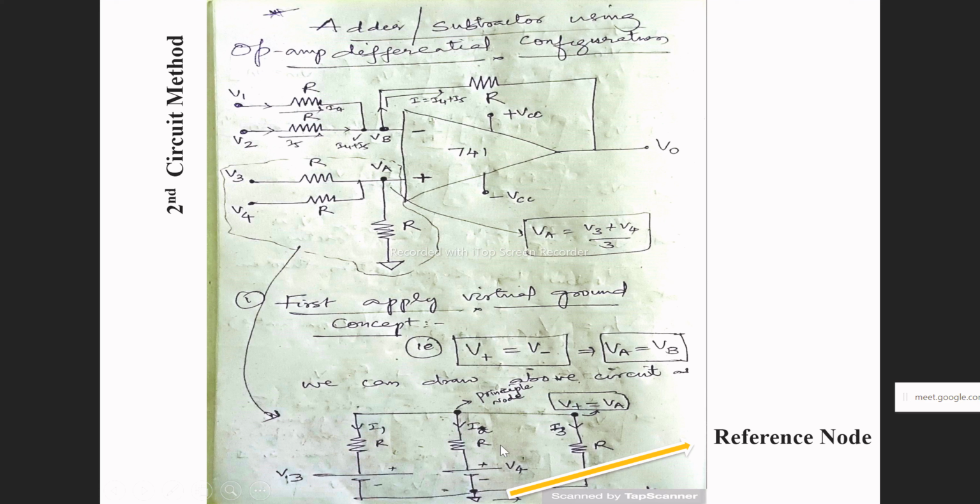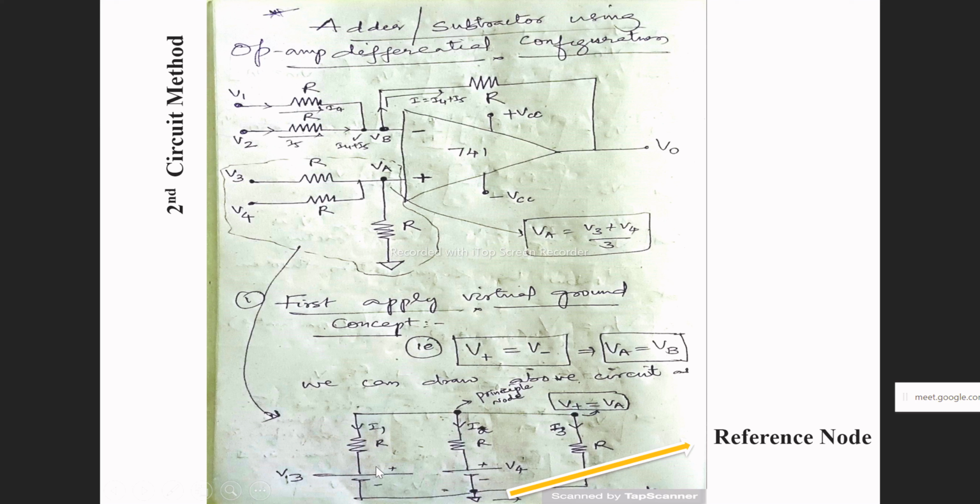Now I'll apply nodal analysis. I1 is equal to VA minus V3 upon R. In the same way, I2 is VA minus V4 upon R, and I3 equals VA minus 0 upon R, since there is no voltage source and it is directly connected to ground. So VA minus V3 upon R plus VA minus V4 upon R plus VA minus 0 upon R is equal to 0.